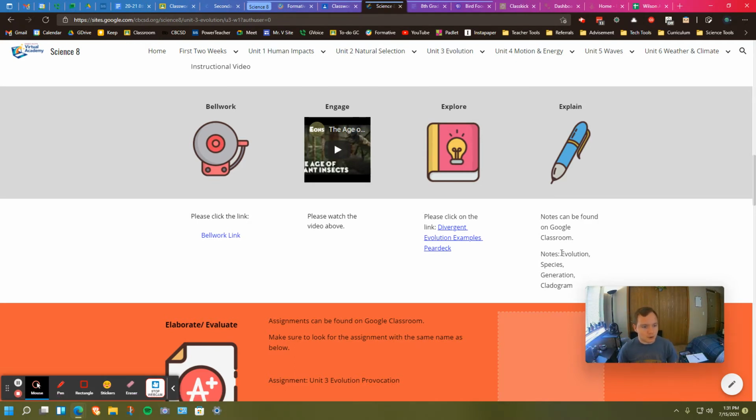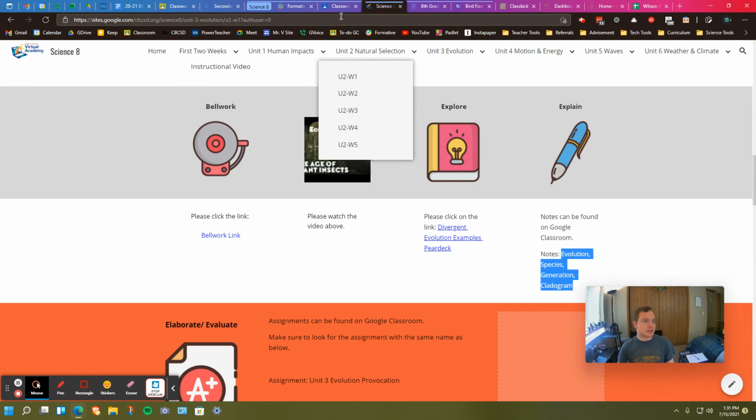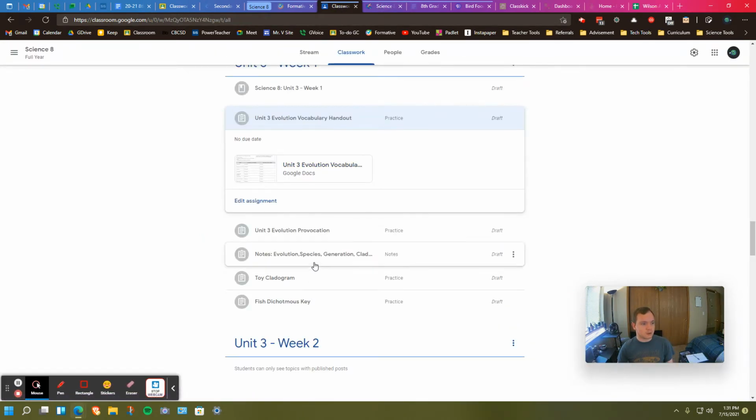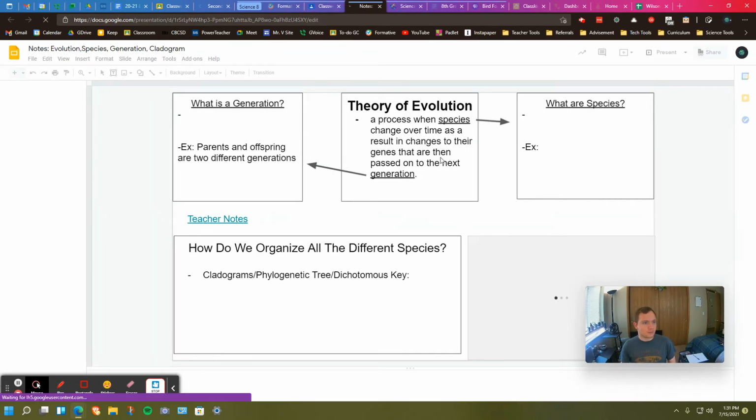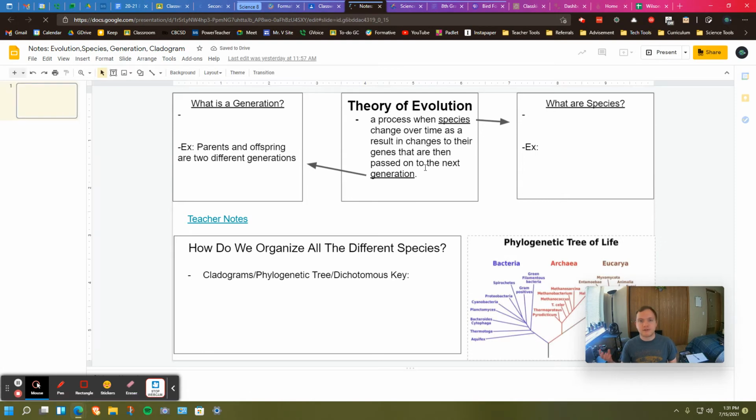I do want to go over the notes. There are some notes that I want you to take. These follow the vocab words you would have talked about. If you look here, in the very middle is the theory of evolution. That's just a process when species change over time as a result of changes to their genes, that genetic information, and that then gets passed on to the next generation. That's really what evolution is all about.